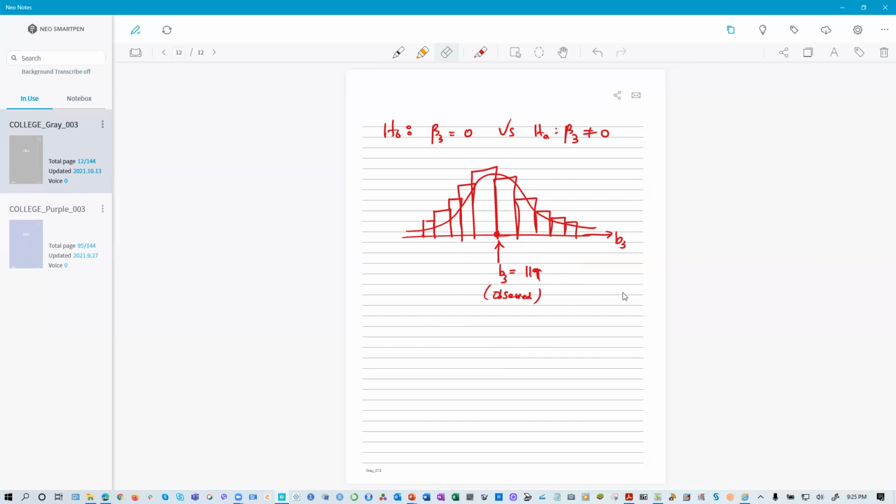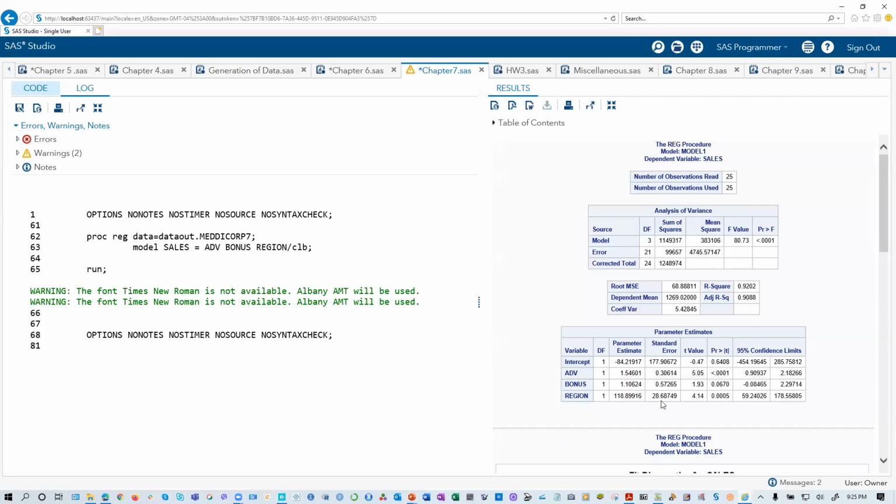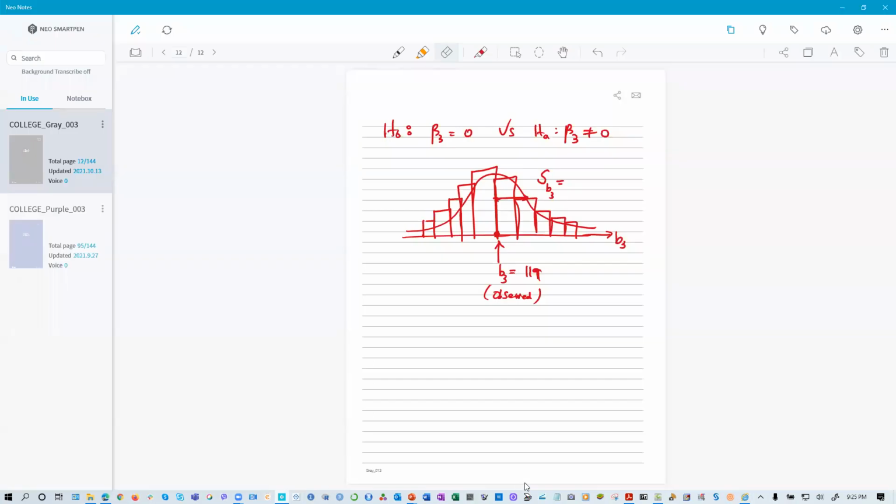Not only that, this guy has his own spread too. I'm going to call that the spread of B3, which is how much? It's already over here. Which is 28.69. Standard deviation of B3. And this one is nothing but the mean of B3. Mean of B3.